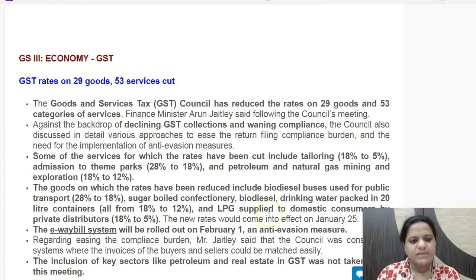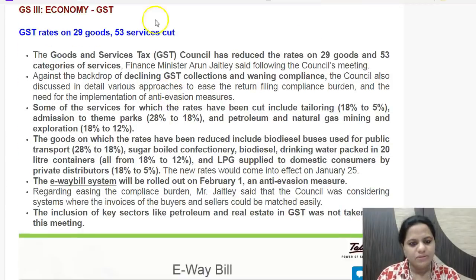Then next is GST rates on 29 goods, 53 services cut. So the GST Council had its latest meeting, the 25th meeting, in which the rates on 29 goods and 53 services have been brought down. So the issues which were to be discussed were also put forth, that is regarding GST collection being declining and also the compliance going down. So this is also there.